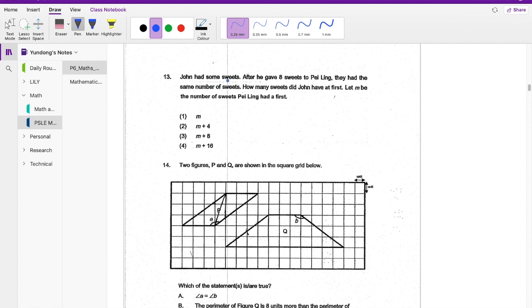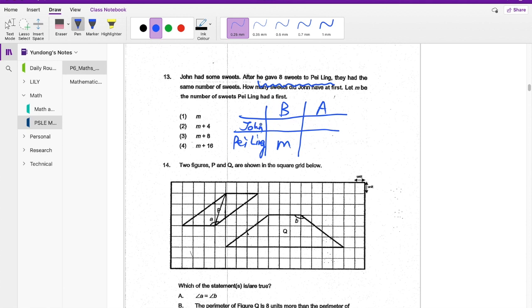Let's see question 13. John had some sweets. After he gave 8 sweets to Pei-Ling, they had the same number of sweets. How many sweets did John have at first? Let m be the number of sweets Pei-Ling had first. This one is related to a state change, because he gave sweets to Pei-Ling. So let's draw it: this is before he gave, then this is after. This is John, and this is Pei-Ling. Initially Pei-Ling had m.